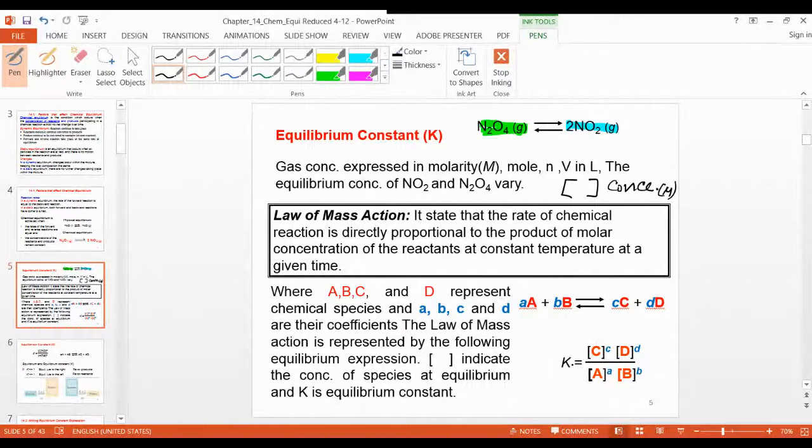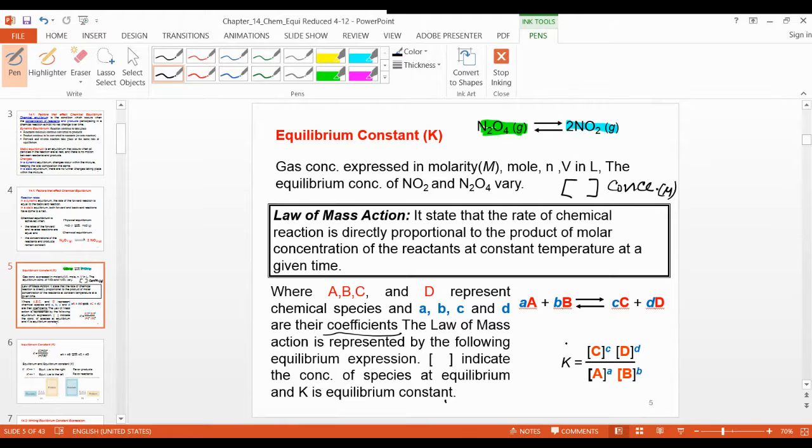And this is expressed for chemical equilibrium. Now, what is A and what is the small a? A, B, C and D represent chemical species. Small a, b, c and d are their coefficients. The law of mass action is represented by the following equilibrium expression. The brackets indicate the concentration of species at equilibrium, and K is the equilibrium constant.